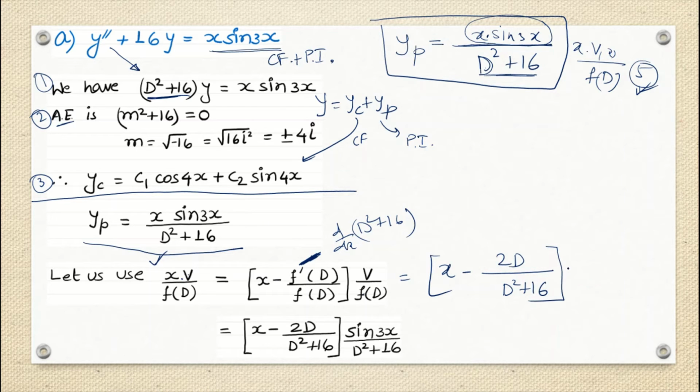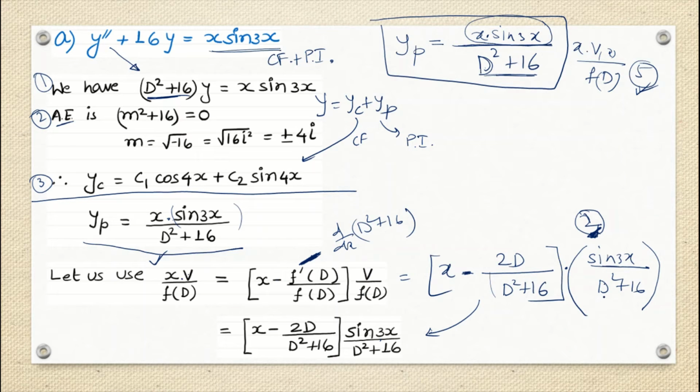Now we are just writing down V(x). What is my V(x)? If you are not considering x, this is sine 3x. So I'm writing here sine 3x divided by again f(D), D square plus 16. Okay, so the same thing we have written down here. Now you just focus on this term. This gives us a clue that this is a fresh PI, the PI of type 2, right? This is a PI of type 2 because a sinusoidal function is there.